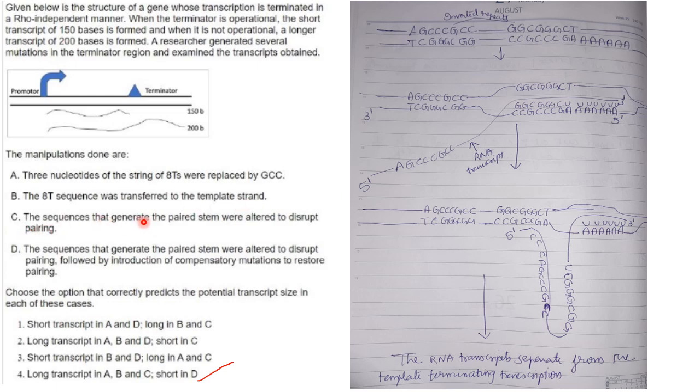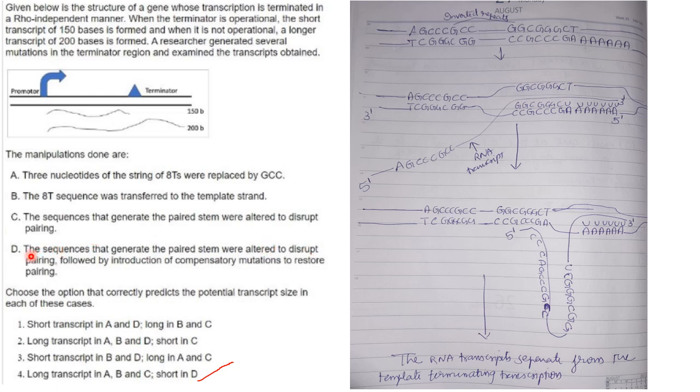In C, the sequences that generate the paired stem were altered to disrupt the pairing. The paired stem is this hairpin loop. These inverted repeat sequences were disrupted, so the hairpin loop will not be formed, and RNA synthesis will continue. So here also you will get a long transcript in C.